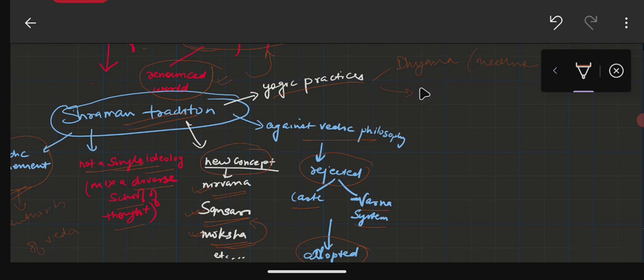Then Buddhist Vipassana is there, right? Then we have Aparigraha. What is Aparigraha? It is non-possessiveness. Then famous Ahimsa, that is non-violence. Then Brahmacharya, that is celibacy. Then we have tapas. What is tapas? Tapas is austerity. What do you mean by austerity? It is basically extreme self-discipline.